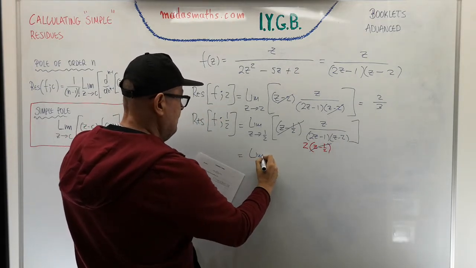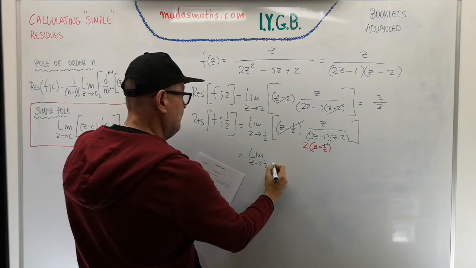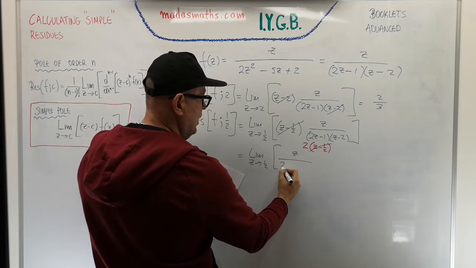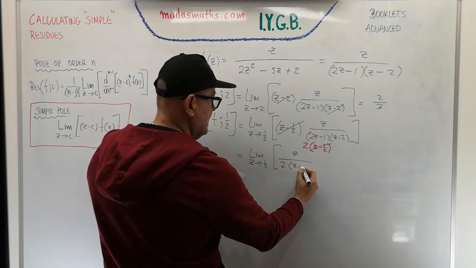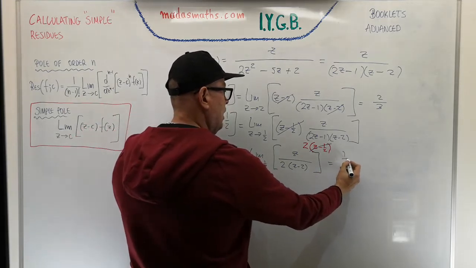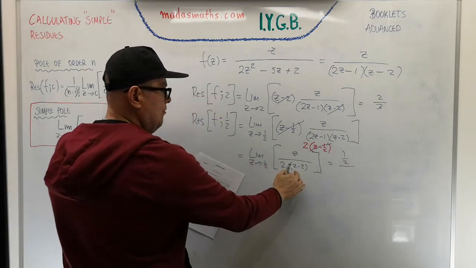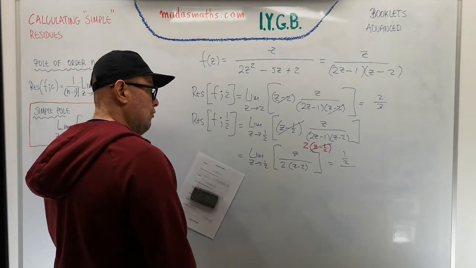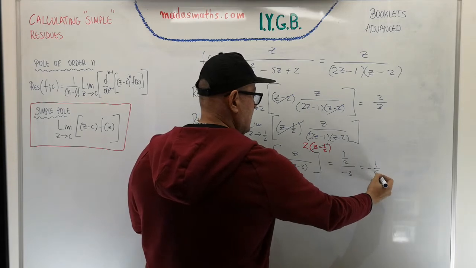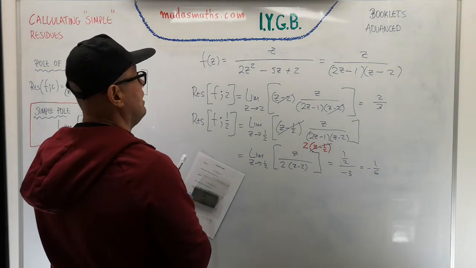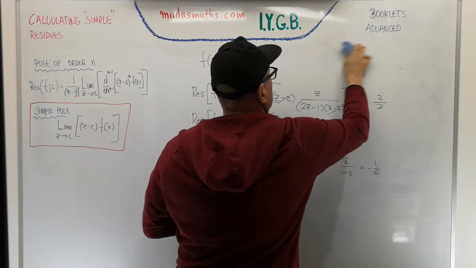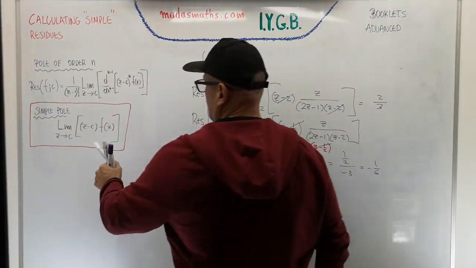The limit as z tends to a half, and now we have z on the top, and on the denominator we have 2 times the bracket z minus 2. When putting in half, we get half on the top, and half take away 2 is negative 3 over 2, so that should give us negative 1/6, and that is question number 2 done. So easy so far. It's a straightforward application of this formula.